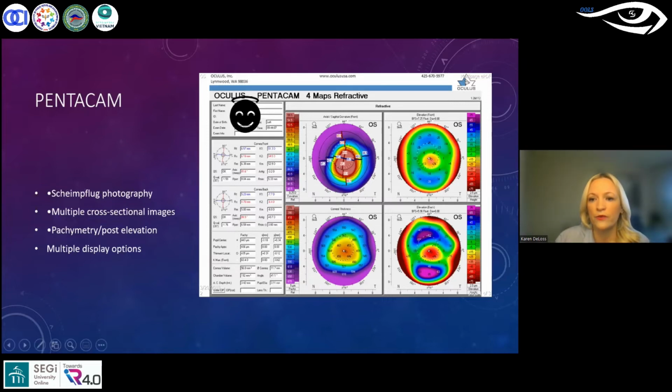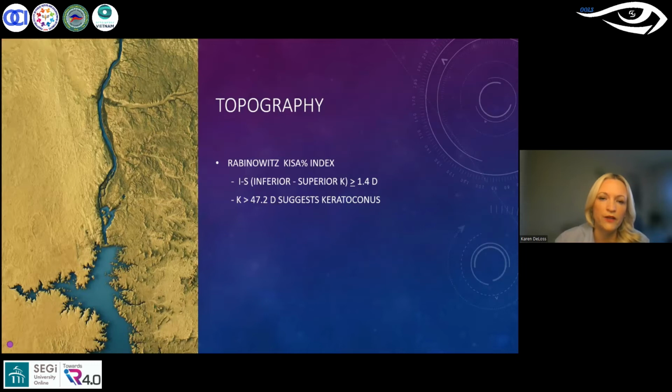Usually for form frust, you're going to see on the back surface elevation just that hot spot, and you're looking for just the comparison of the front and the back surface. The other thing I like, and I'll talk about more of this later, is that it gives you central corneal thickness, which can be used for tracking progression over time. So with respect to topography, there's something called the Rabinowitz-Klyce index. Basically, if you have a difference between the inferior and superior cornea of 1.4 diopters or a cornea greater than 47.2 diopters, that is suggestive of keratoconus.